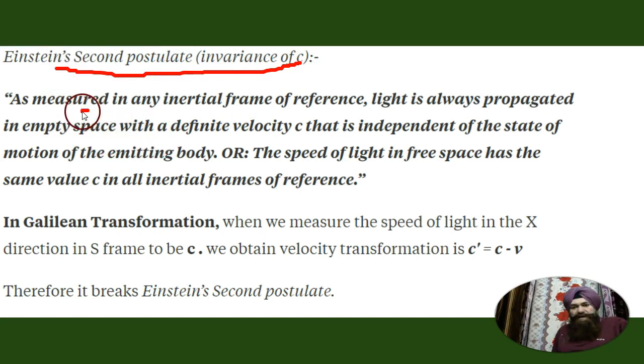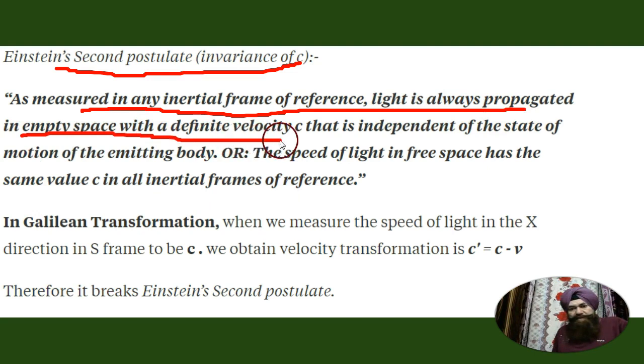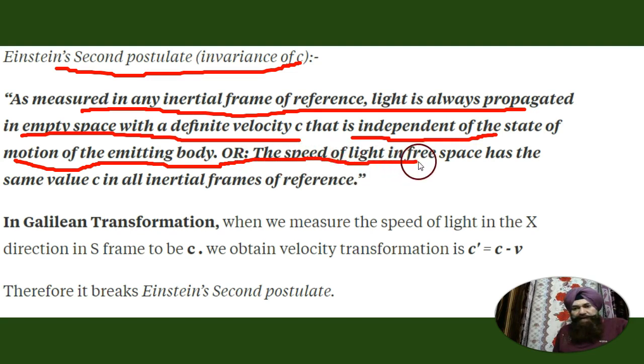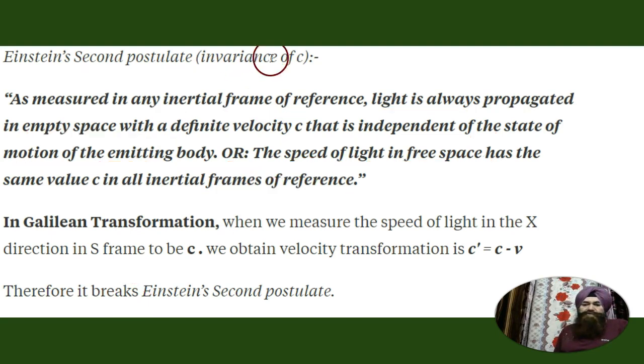Now, what is Einstein's second postulate of relativity? As measured in any inertial frame of reference, light is always propagated in empty space with a definite velocity c, which is independent of the state of motion of the emitting body. Or, the speed of light in free space has the same value c in all inertial frames. There is no change in the velocity. Velocity of light cannot be relative. This is Einstein's postulate.